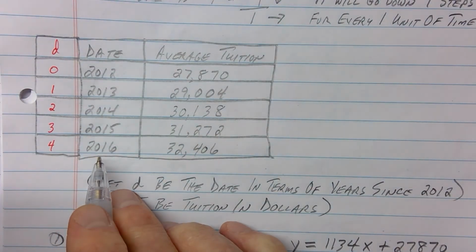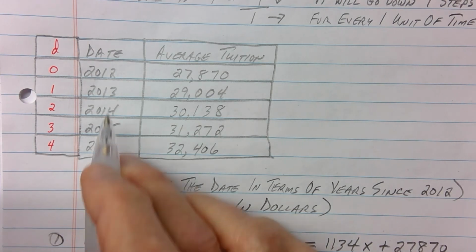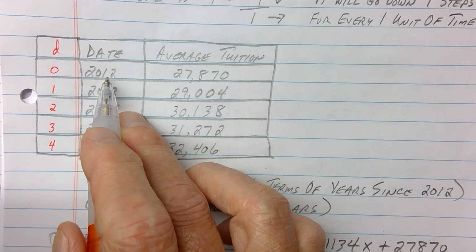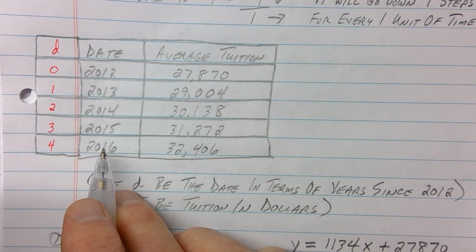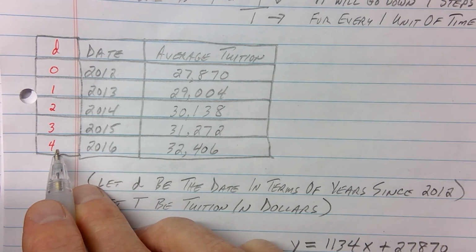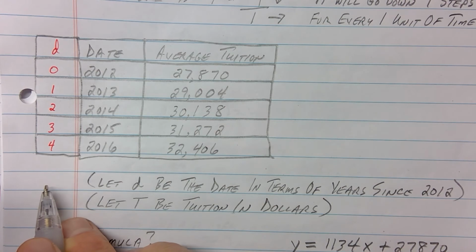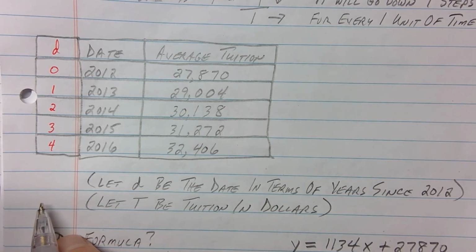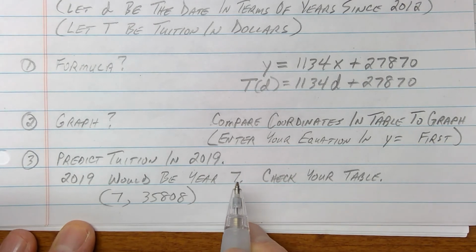All right. Now, we're asking about the year 2019, so I can subtract if I want to. 2019 minus 2012 means I'm talking about year 7. Or you can just count up. 2016 is year 4, so 2017 would be year 5. 2018 would be year 6. 2019 would be year 7. One way or the other, you're looking at year 7.